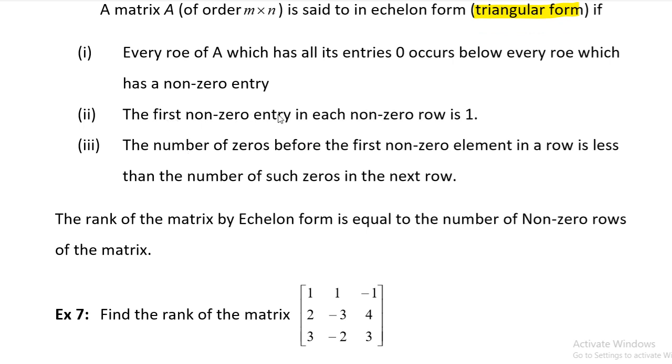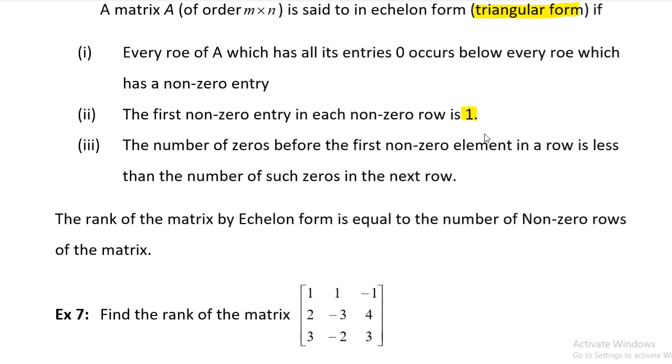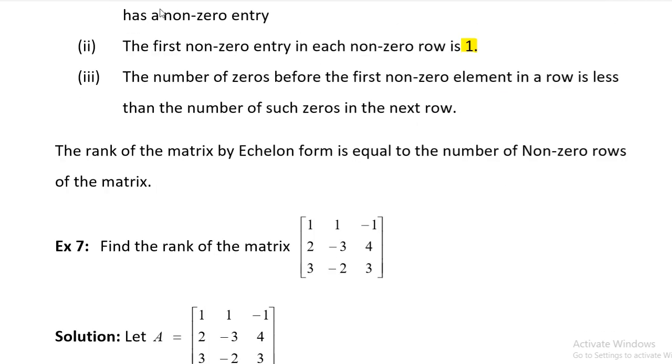Then the first non-zero entry in each row is 1. If there is any 0, it has to be on the right side of 1. The number of zeros before the first non-zero element in a row is less than the number of zeros in the next row. So basically it's kind of a lower triangular form. If the first row has, let's say, 1 here, then zeros can be on the right. There may be zeros, may not be zeros, but the second row cannot have 1 here now. The second row has to have a 0 here and then start with 1. It may have 0 here as well and then start with 1, no problem.